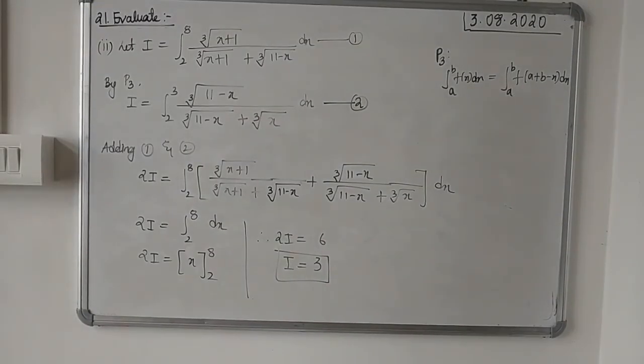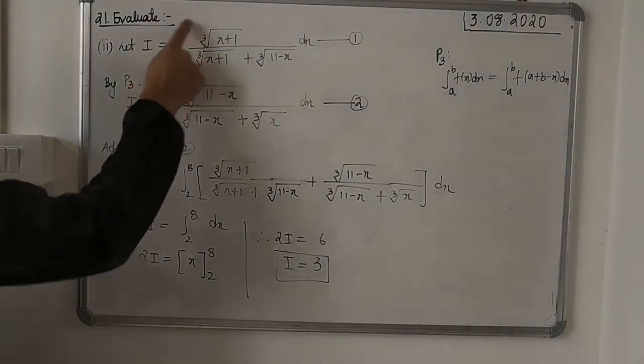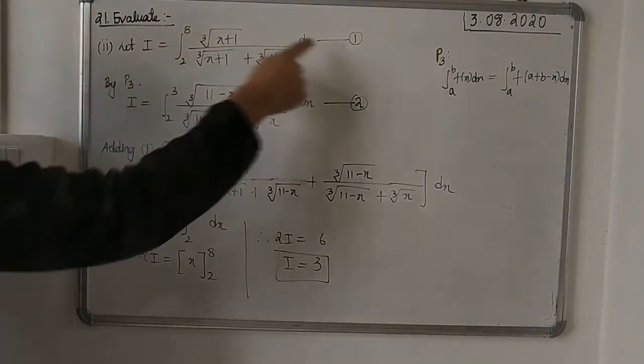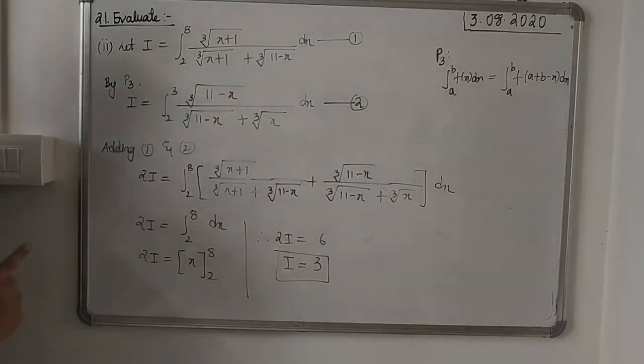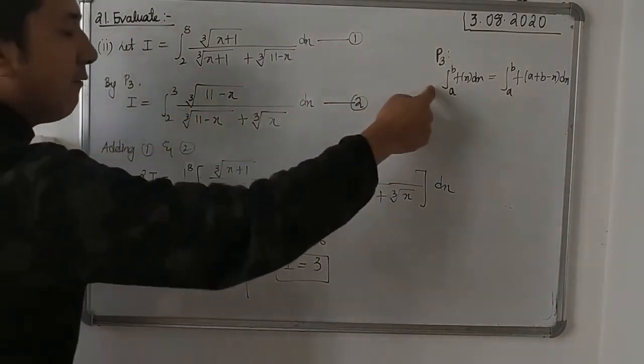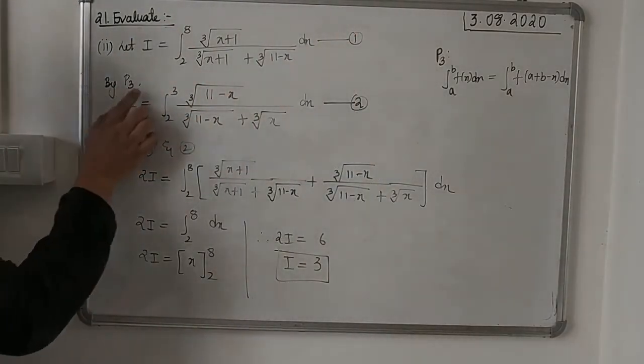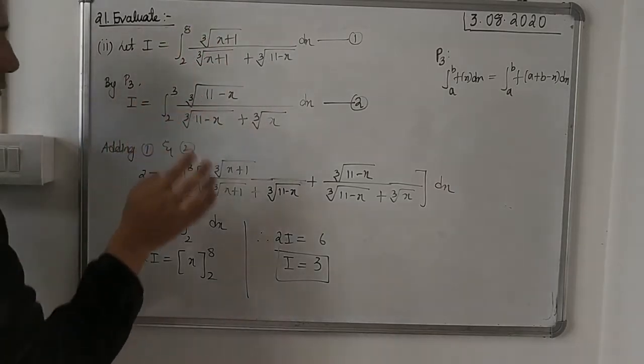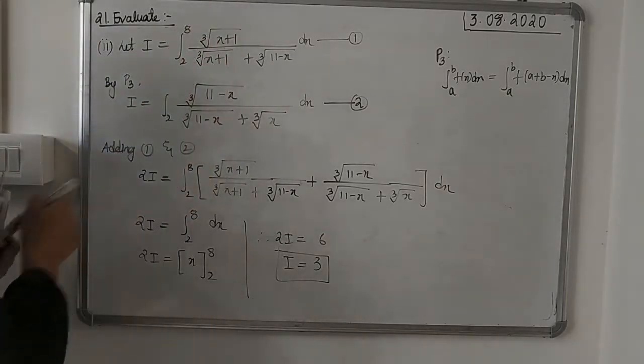Alright, so next one, 21 part 2, a similar type of question. Assume the given integral as capital I, keep it equation number 1. You can see the limits 2 to 8, so hence I have to use property 3. So therefore by property 3, the limits remain same. Sorry, this is 8. This is 8.